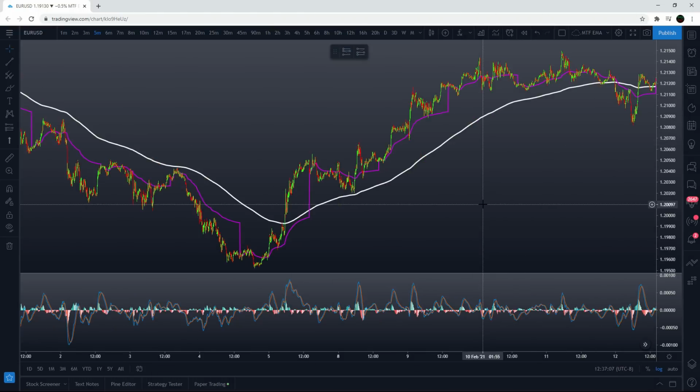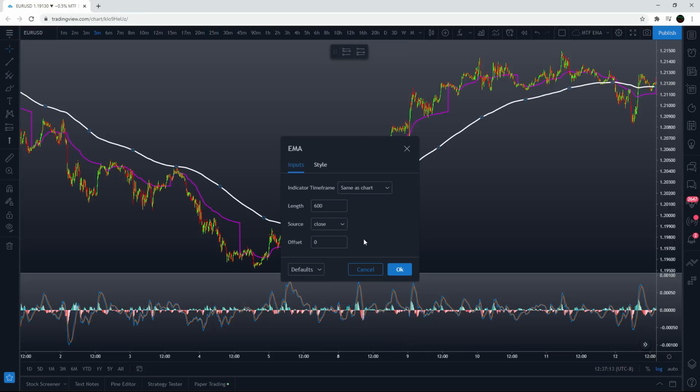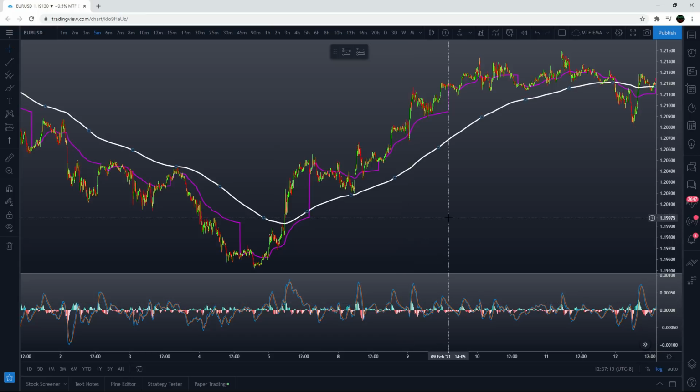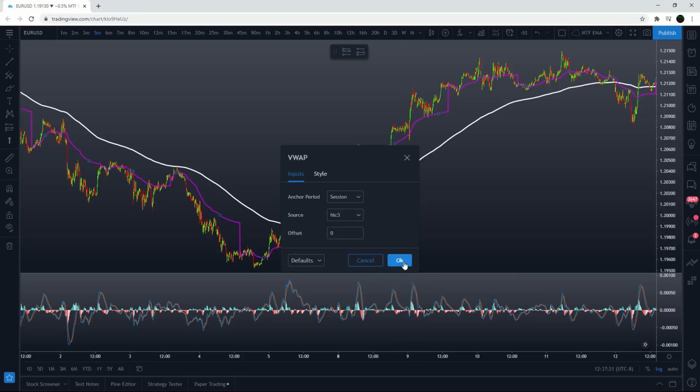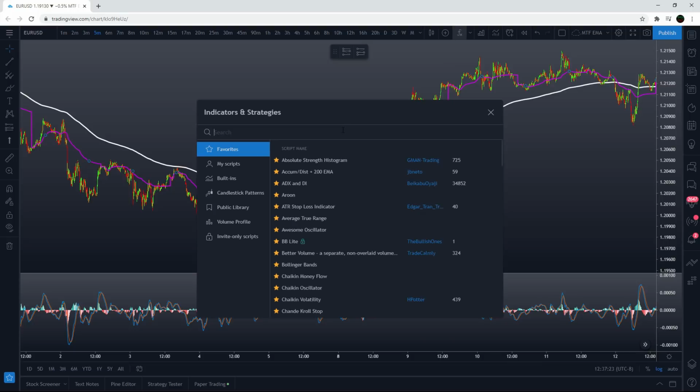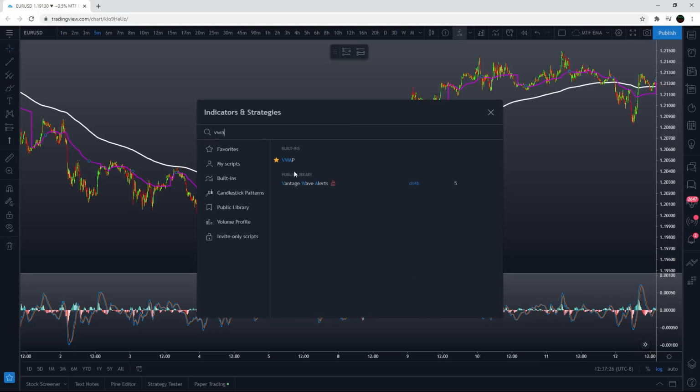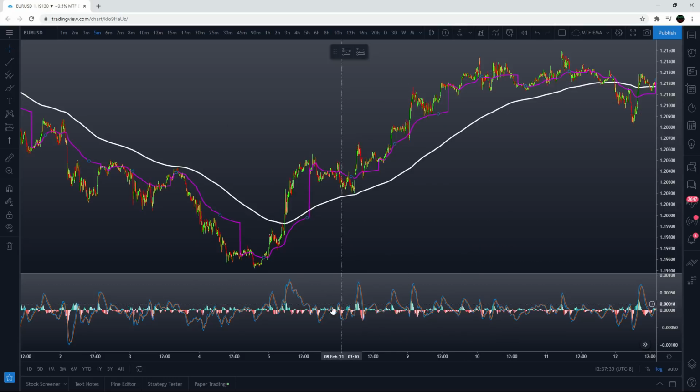All right, so let's get into the actual strategy here, starting with the indicators. First, as I said, we have a 600 period EMA. This is our long-term trend direction indicator. Then we have a standard VWAP, and here are the settings. You can simply type in VWAP, and you're going to get the built-in standard VWAP indicator on TradingView. Then we have a MACD, which can also be replaced with an RSI, stochastic, or other sort of entry signal indicator.